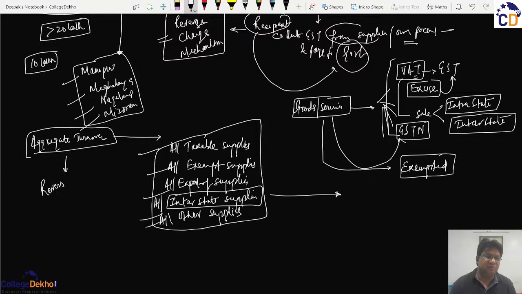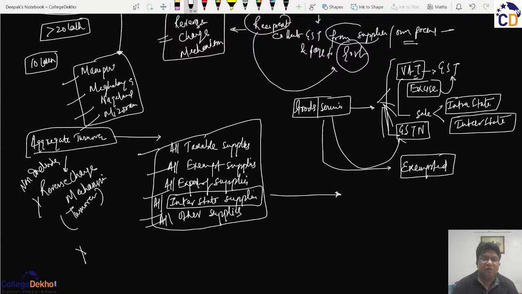Keep in mind that if the tax is payable under the reverse charge mechanism, then this will not be included in the aggregate turnover. So this will not include the reverse charge mechanism turnover. The value of the reverse charge turnover will not be included in calculating the aggregate turnover.